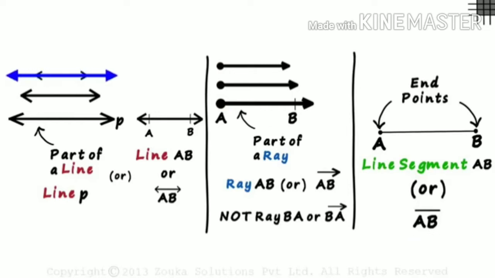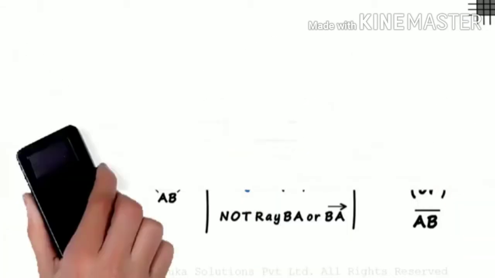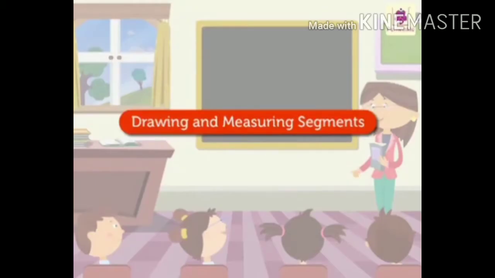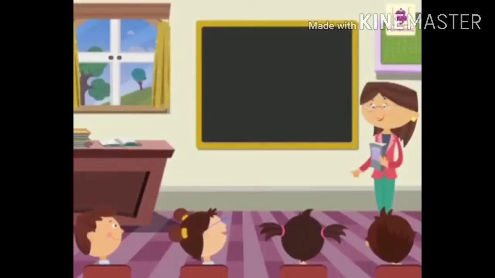A line extends indefinitely in both directions. A ray starts at its endpoint and goes indefinitely in one direction, and a line segment is a fixed part of a line. Now let us learn how to draw and measure segments. Before that, let us learn about the instrument used to draw and measure line segments.